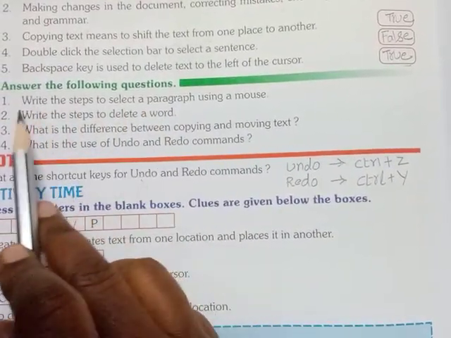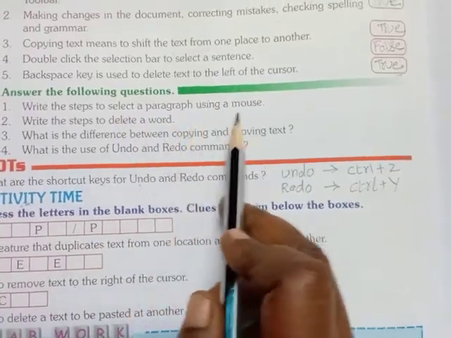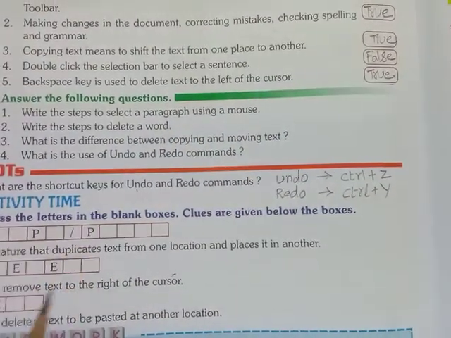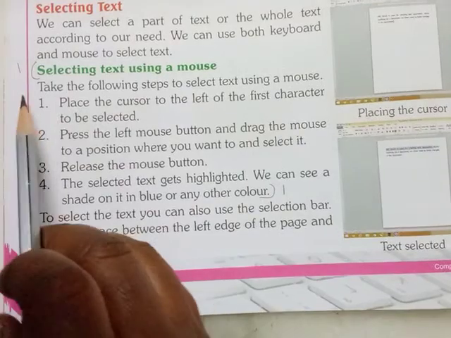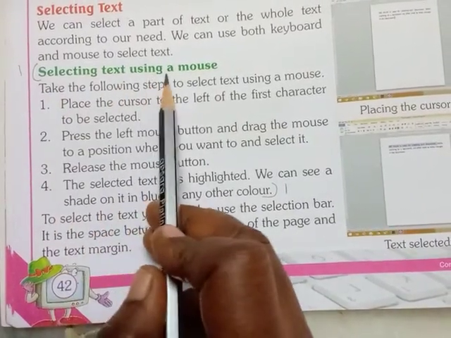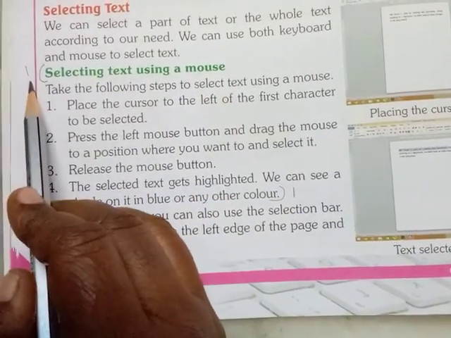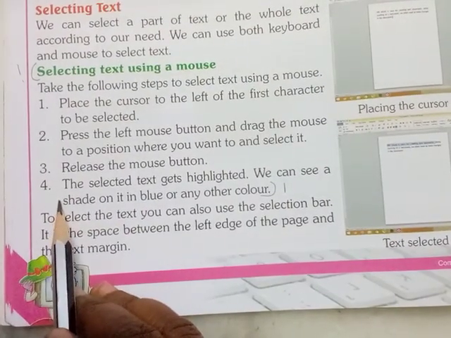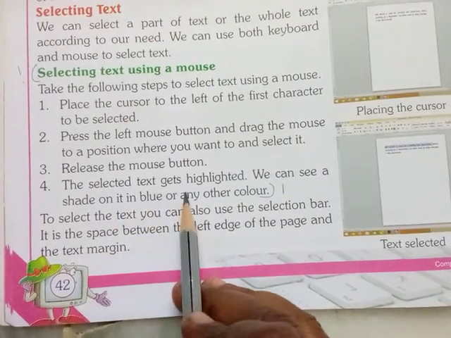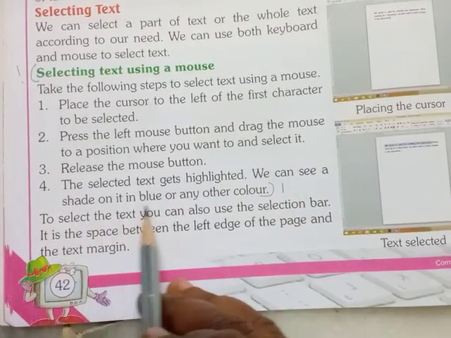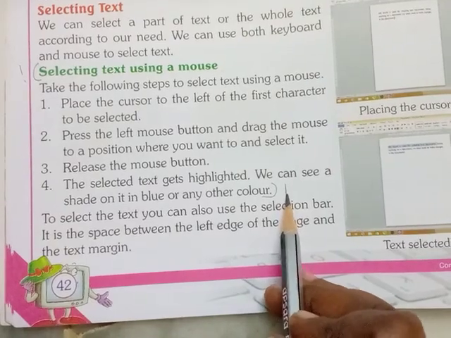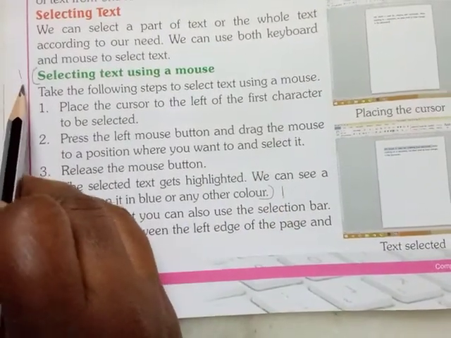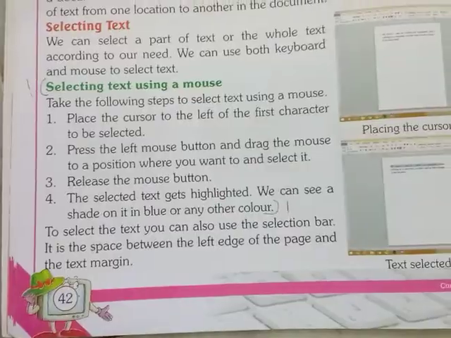Next, see question and answers, children. Section C, question and answers. The first one is write the steps to select a paragraph using mouse. For this question, children, see page number 42. Here is selecting text using mouse. From here onwards, see here fourth point, the selected text gets highlighted. We can see a shade on it in blue or any other color up to here. Okay, children, from here onwards to here, this is the first question answer.